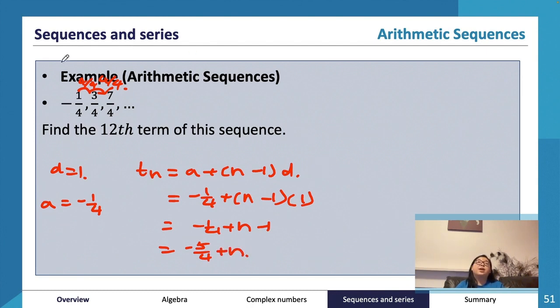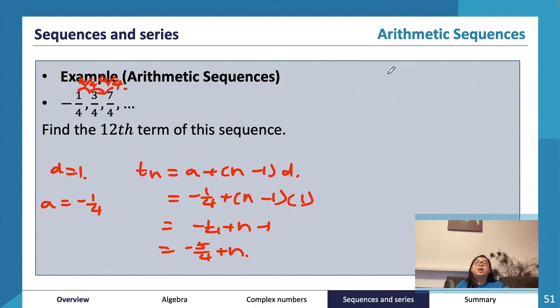And we can try different n values. For the first, n equals 1, that equals negative 1/4, looks good. n equals 2, 2 minus 5 on 4 is going to be 3 on 4, looks good. 3 minus 5 on 4 is 12 on 4 minus 5 on 4, so that's going to be 7 on 4, like here. So we're happy with that as well.